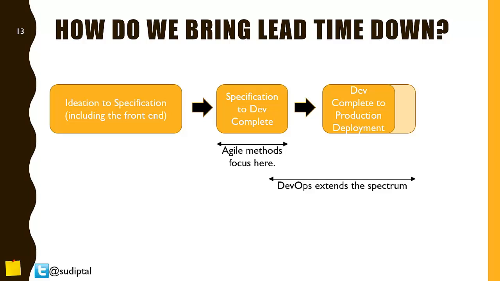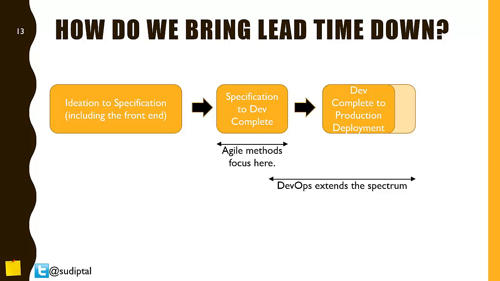They start from the point where the backlog is nicely groomed and prioritized and good to go, and they finish when they say, okay, I have got software that is good to be released. But the actual process of taking it from that state and making the release is not part of most of the agile methods, whether it is Scrum or anything else we refer to. DevOps clearly extends that spectrum.